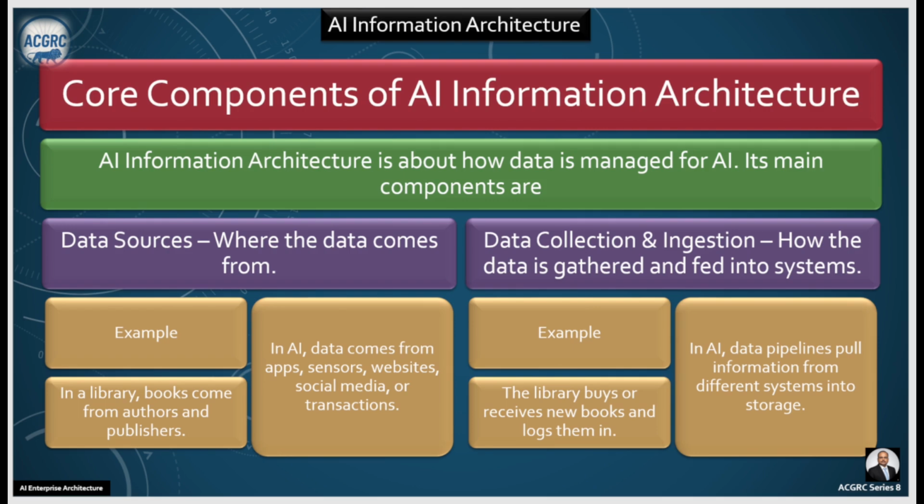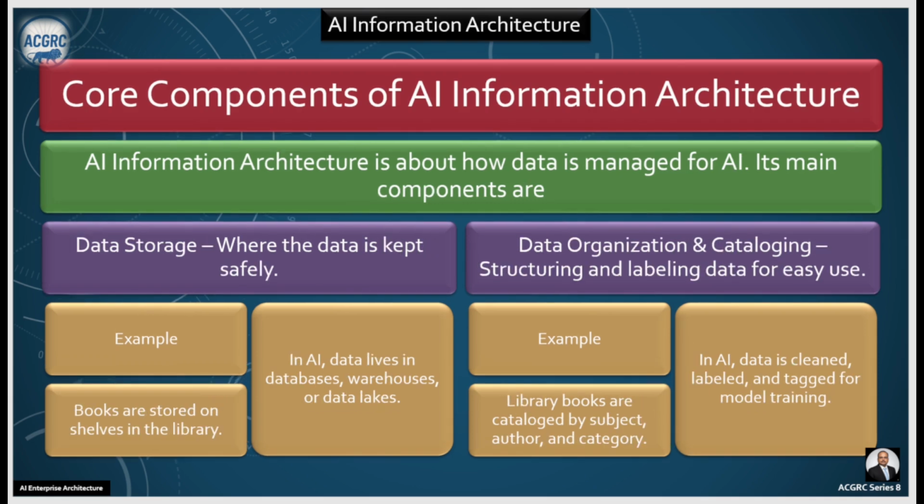The second component is data collection and ingestion, which is how the data is gathered and fed into the system. Example, the library buys or receives new books and logs them in. Similarly, in AI, a data pipeline pulls information from different systems into storage. That's data collection and ingestion. Then it's data storage, where the data is kept safely. Example, books are stored on shelves in libraries. Similarly, in AI, data lives in databases, warehouses, or data lakes.